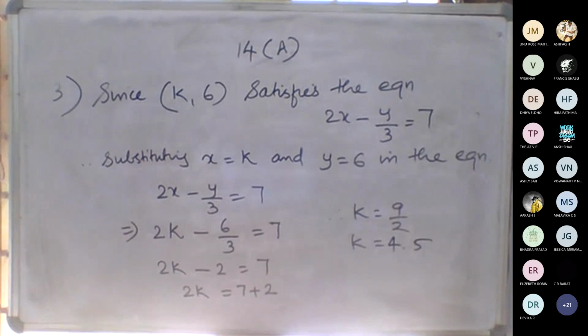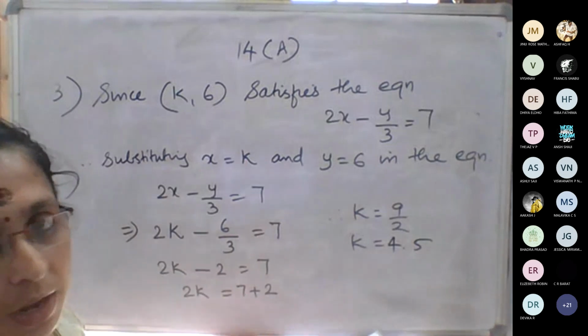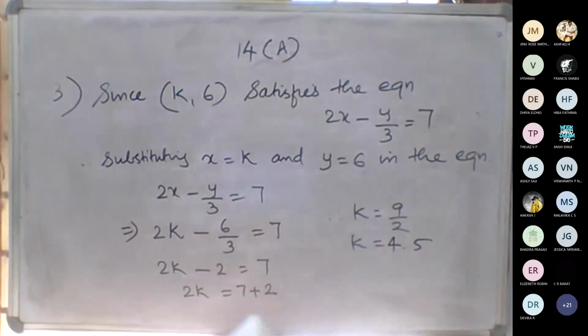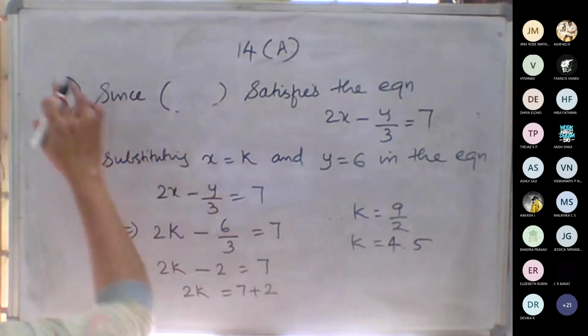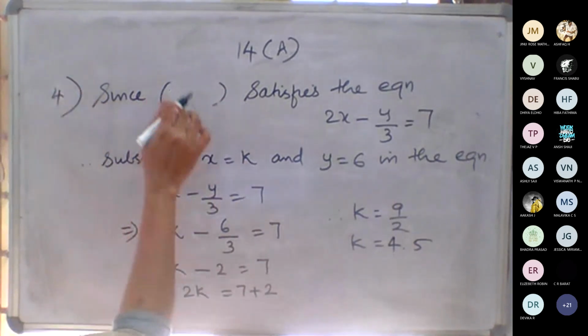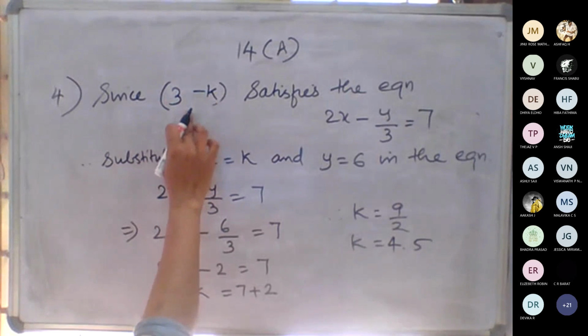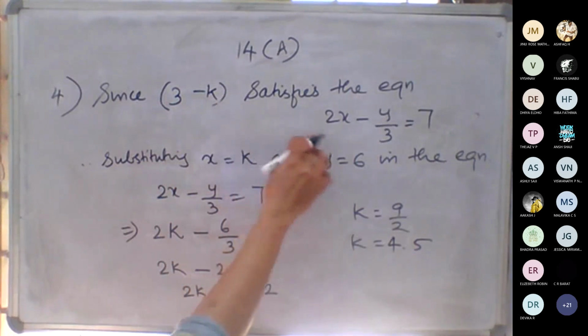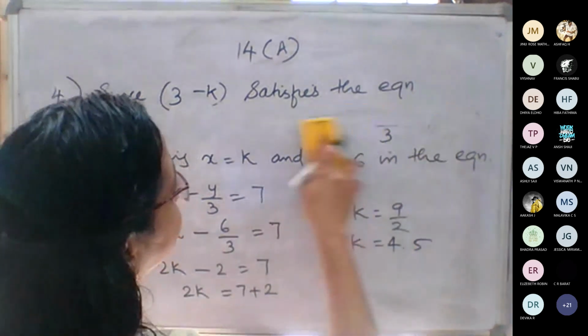Fourth one. Do it now itself. Find the value of k. Same way. Fourth question: for what value of k will the point (3, negative k) lie on the line 9x plus 4y is equal to 3? Same model. Same way, we can write that (3, negative k) satisfies the equation. Same model, do it.